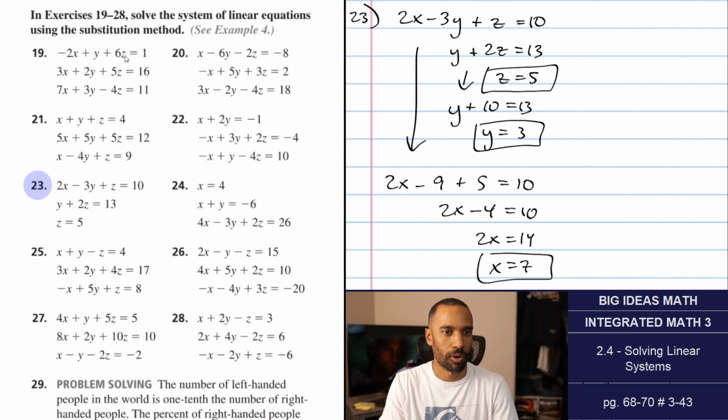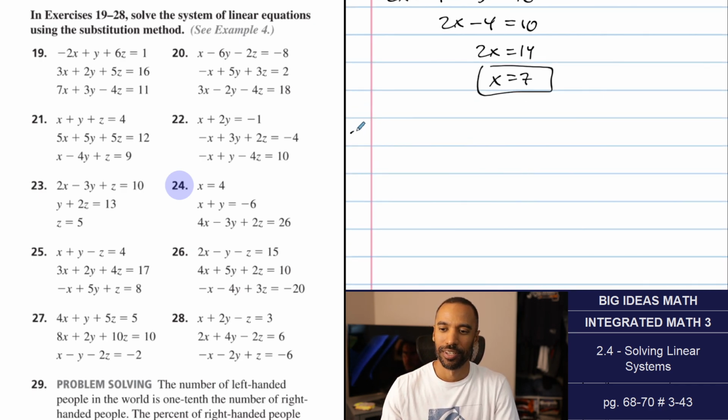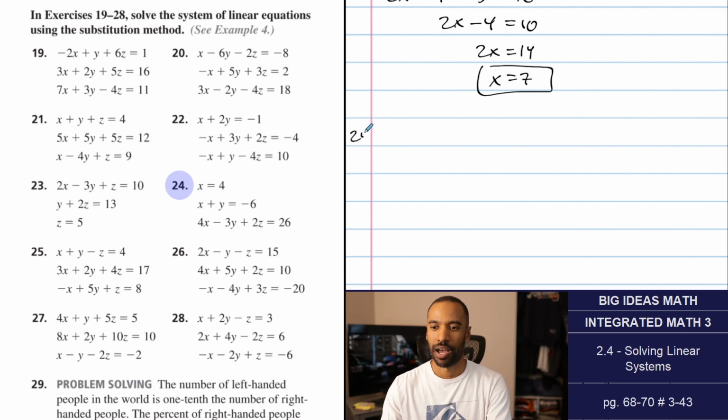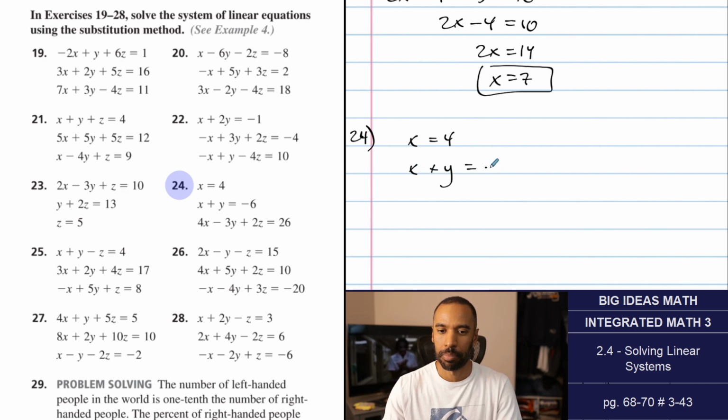This number's the same, only it's more of a trickle down than a trickle up, but number 24. Take a look at this. x equals 4. I'm going to write x equals 4 just like that. I'll write the spacing exactly as they have. See if you're okay with the appearance of clutter. 4x minus 3y plus 2z equals 26.